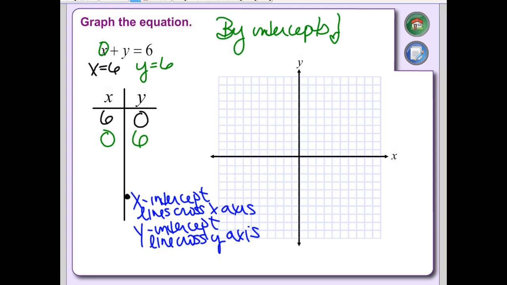Well, this is my x-axis, my x-intercept on the x-axis. So remember, we start at the origin, (0, 0), and my x is 6. It's positive.